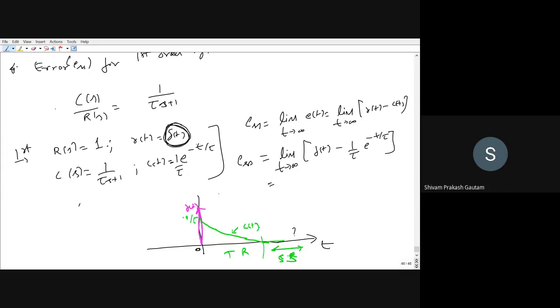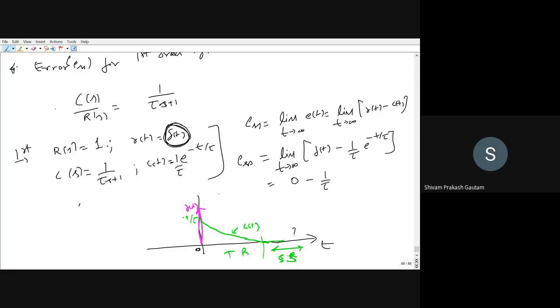Del T, that is the input, is only present at 0. You can see that anywhere other than 0, that is the origin, what is the value of del t or r(t)? 0. Correct, 0, right? And check what is the value of e_ss when you put in t equal to infinite.